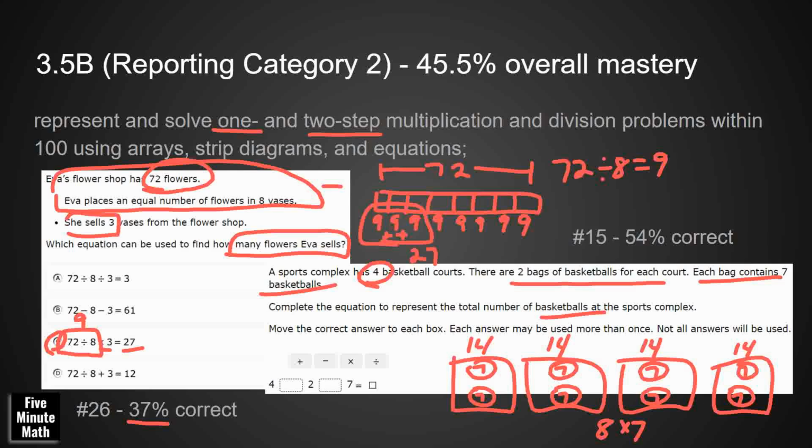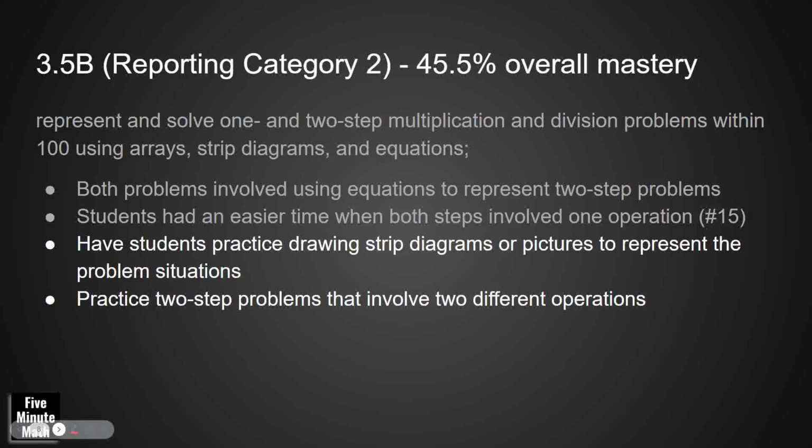Well, I multiplied 4 by 2 to get 8 bags, and then I multiplied that 8 times 7 because there's 7 basketballs in each bag. That's the only way to get me up to my 56. Now, this was a little bit easier, 54%, because for the most part, and we'll talk about it on this next page, the issue is they were both steps involving one operation.